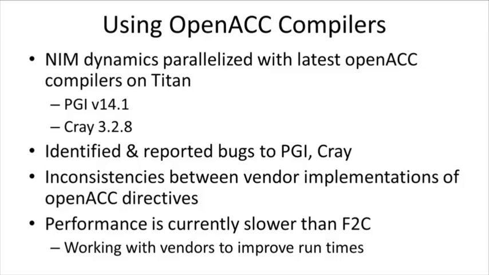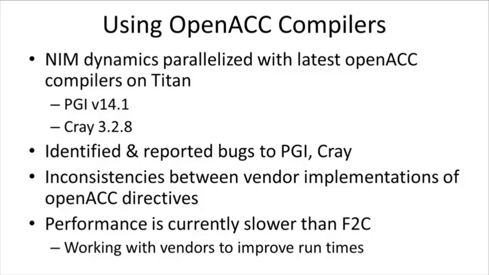Some work has been done recently with OpenACC compilers running on the latest version on Titan, which is 14.1 for PGI and 3.2.8 for Cray. Some earlier work was done with CAPS, and I haven't been able to get back to that, but the intention is to use the CAPS compiler for evaluation as well. I've been able to identify and report some bugs to PGI and Cray, and have been working actively with those companies to improve those compilers for the NIM. I've noted some inconsistencies between the vendor implementations of OpenACC. I'm going to discuss a little bit of that at our lunchtime meeting.